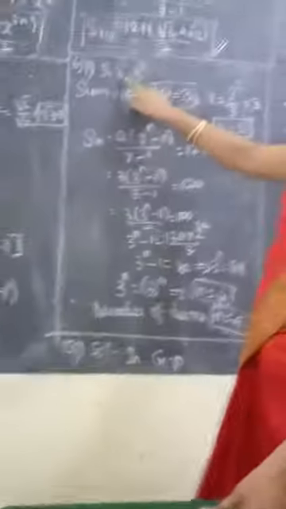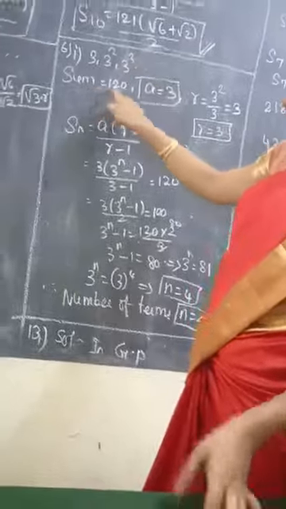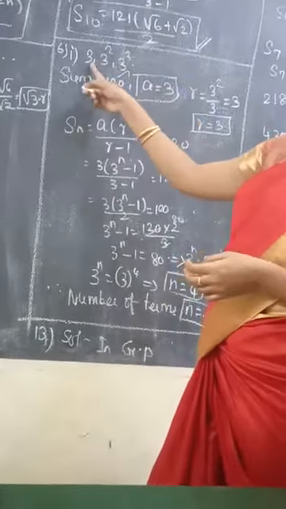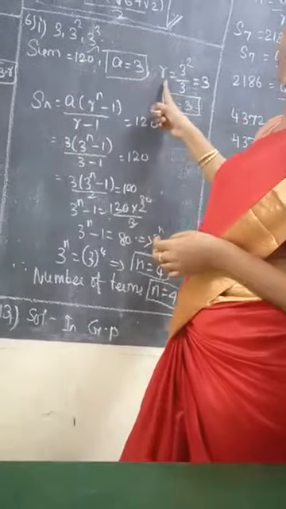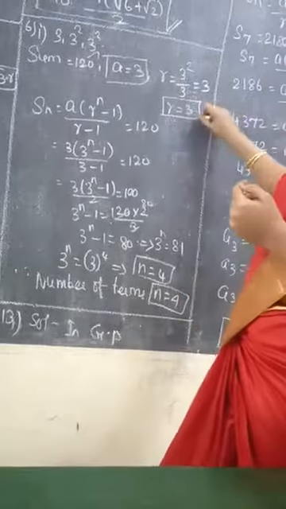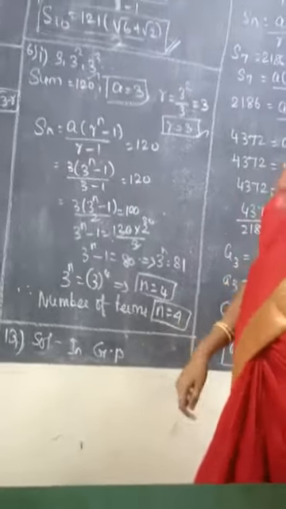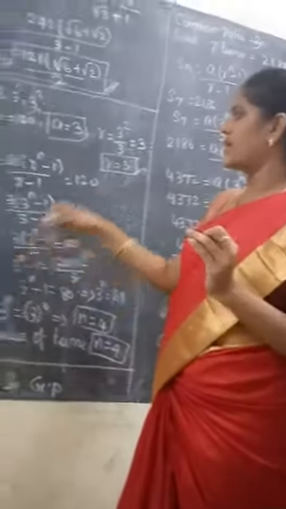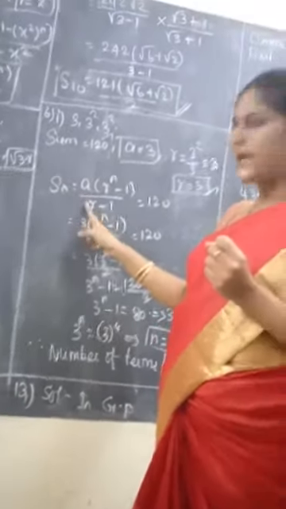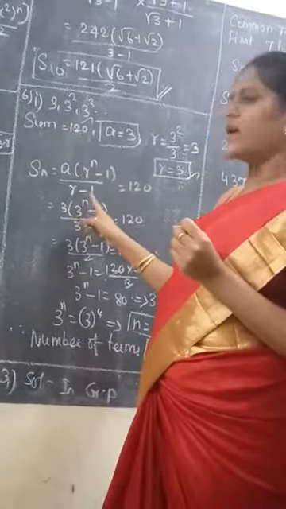3, 3 square, 3 cube. So what is the sum? The sum is given as 120. So what is A? A equal to 3. What is R? A2 by A1. So 3 square by 3 are cancelled. We will be getting R equal to 3. Now we have the A value and R value. Now we are going to apply in the sum formula. So Sn equal to A into R power n minus 1 by R minus 1.